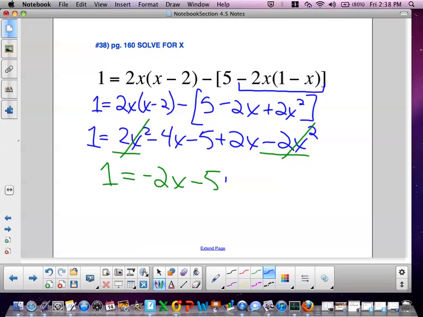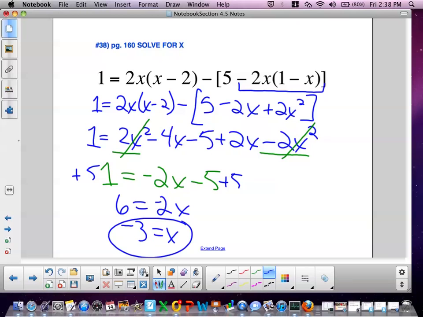If we add 5 to both sides, positive 6 equals negative 2x, multiply both sides by negative 1/2, and negative 3 equaling x. That is your answer.